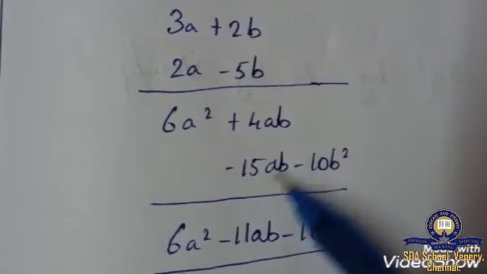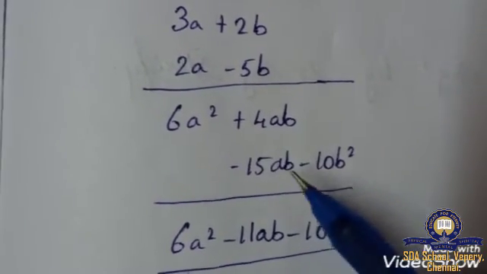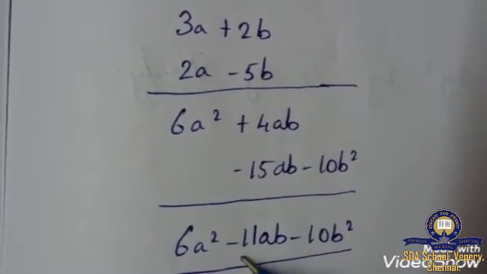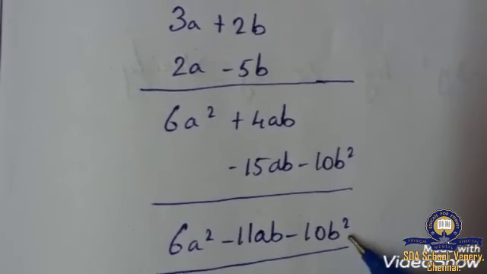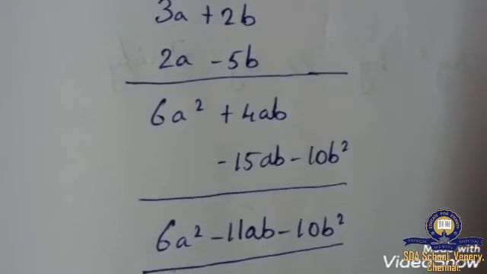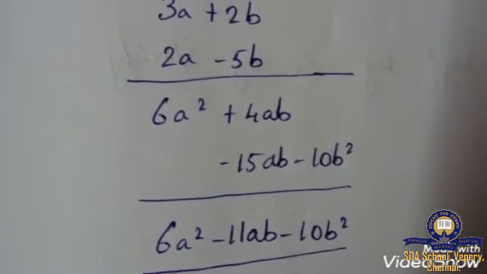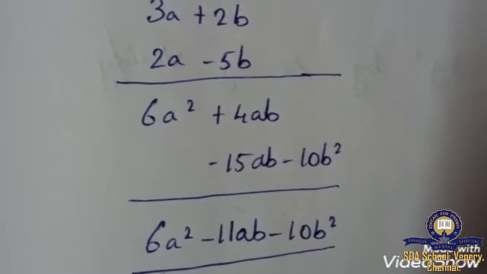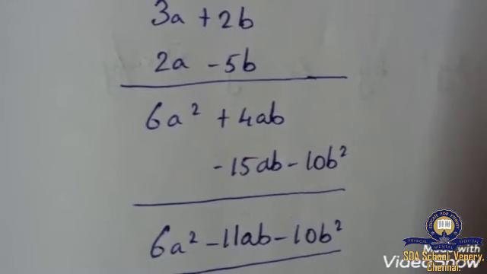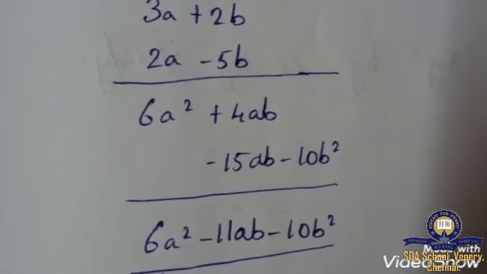Now we are going to add these. So we get 6a square minus 11ab minus 10b square. So the answers are the same but the methods are different. So whichever is easy for you, do that method.